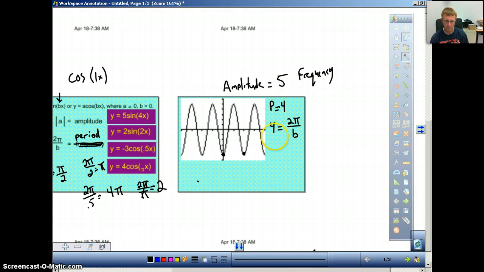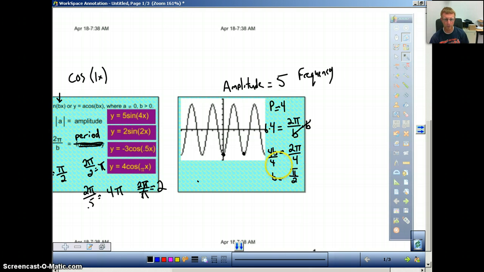So divide both sides by 2 pi. Actually, let's multiply both sides by b. That would be the easier thing. So multiply both sides by b. So we end up with 4b equals 2 pi. And then we divide both sides by 4. And we get b equals pi over 2.